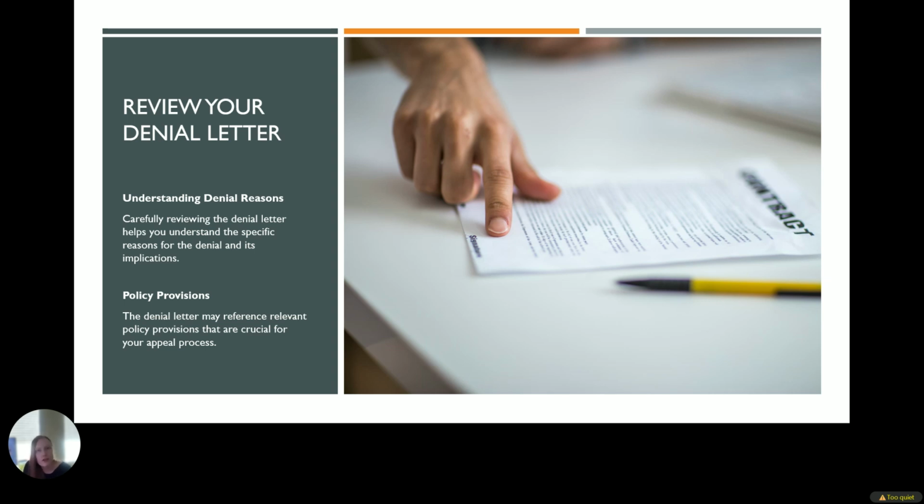First, start by carefully reviewing your denial letter from the insurance company. This is going to provide insights into the specific reasons for the denial and any relevant policy provisions that were cited. These are usually on the first page of your denial letter, and they are clearly detailed with both the code and the reason for denial.